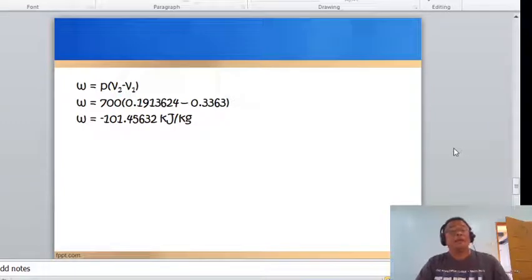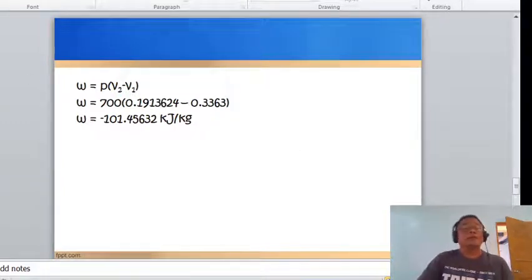For the work, P is 700, and v sub 2 is already computed: 0.1913624 minus the original specific volume, 0.3363. Therefore, the work is negative 101.45632 kilojoules per kilogram.